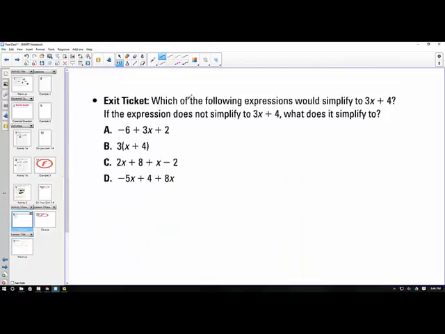For this one here, it asks, which of the following expressions would simplify to 3x plus 4? So if I look here and I combine this together, I'm going to have negative 6 plus 2, which would be 3x minus 4. That doesn't work. This here is 3x plus 12. This here is 2x plus x, which is 3x plus 6. And the last one is 5x and 8x, I'm sorry, negative 5x and 8x is 3x plus 4. So the one that works is letter D.